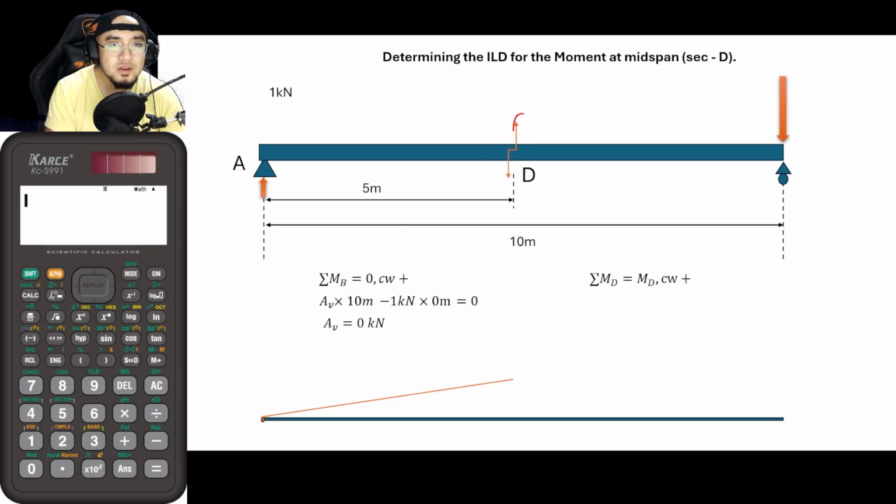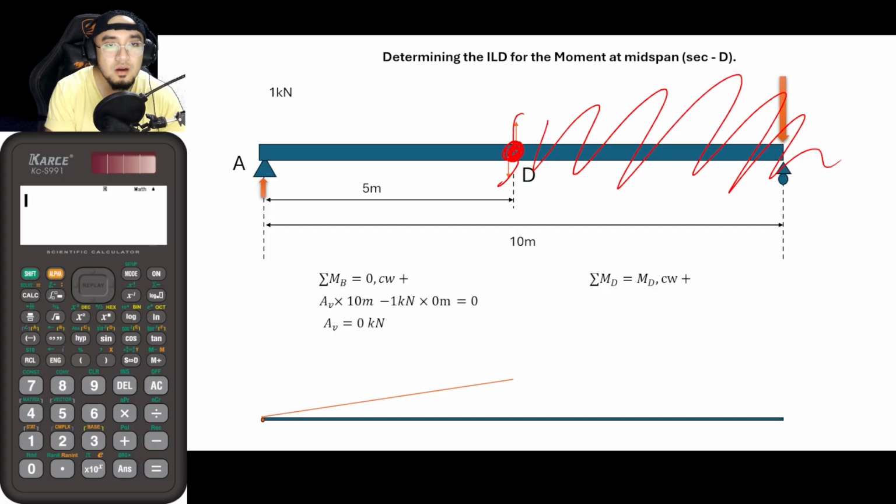Cut the section about this point and disregard this side here. So if this is the point of interest, or the point where you would be getting the moment, this is basically MD equal to AV times 5. Substituting all known values, MD is equal to 0 times 5. And multiplying any number by 0 would just give you an answer of 0.